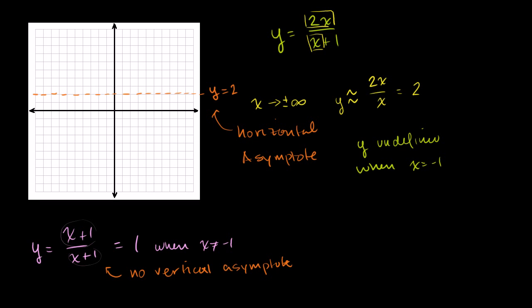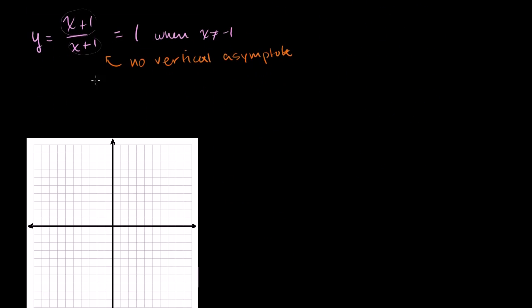I'll take a little aside here to draw it for you. This graph right here would be y is equal to 1 for all the values except for x is equal to negative 1. So the graph is y is equal to 1 everywhere, except at x is equal to negative 1, where it's undefined. So we actually have a hole there. We draw a little hollowed out circle to show that we don't know what y is when x is equal to negative 1.